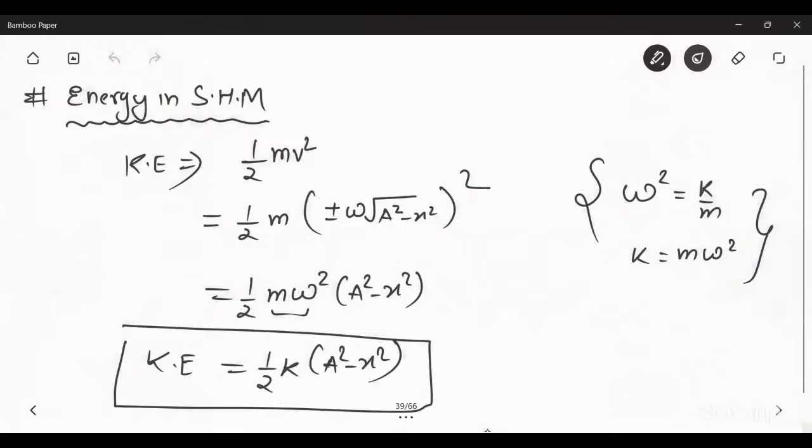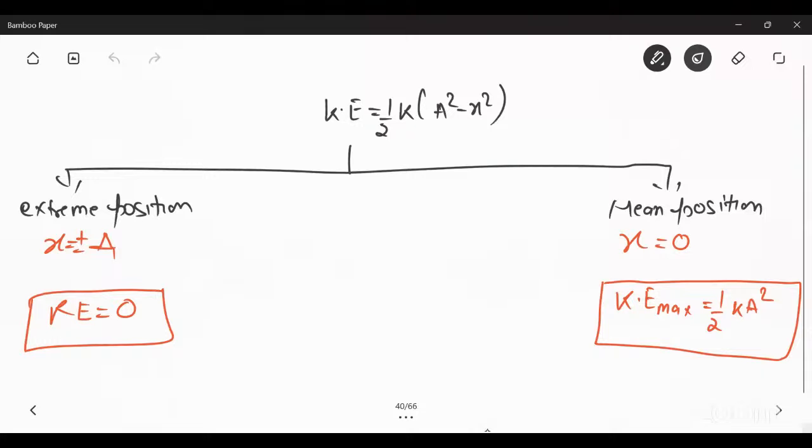You can write the same as it is: K is equal to half m v square, then v is equal to plus minus omega under root a square minus x square. Then we get the value half k times a square minus x square. The kinetic energy at the extreme position will be zero, and at the mean position it will be maximum.